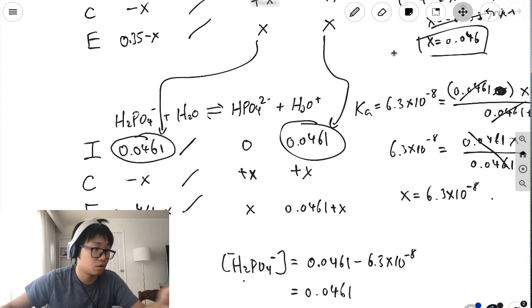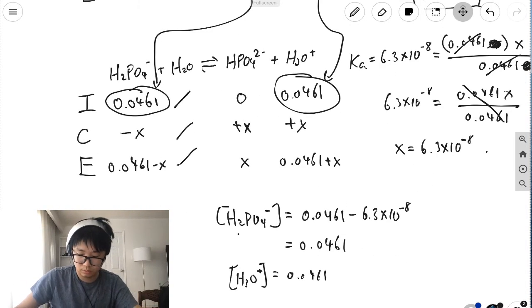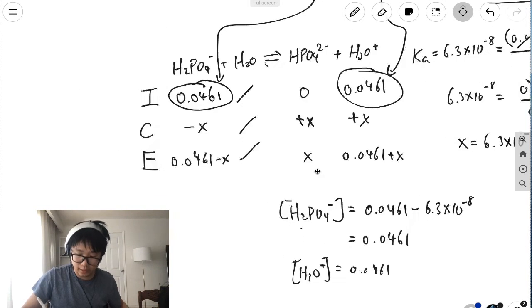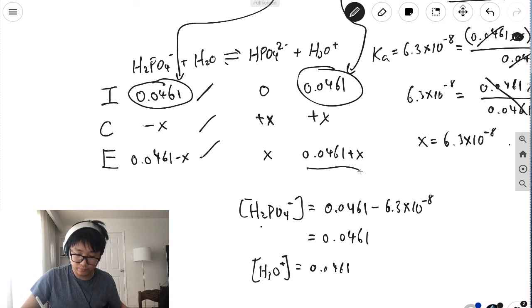So yeah, but what value am I using for pH? This H3O plus at the end here. 0.0461 plus whatever X is. So how do I know to use that or to use H2PO4? You don't use H2PO4 to find pH, right? You use the hydronium concentration that it gives you. Oh yeah, never mind. Yeah. Okay.